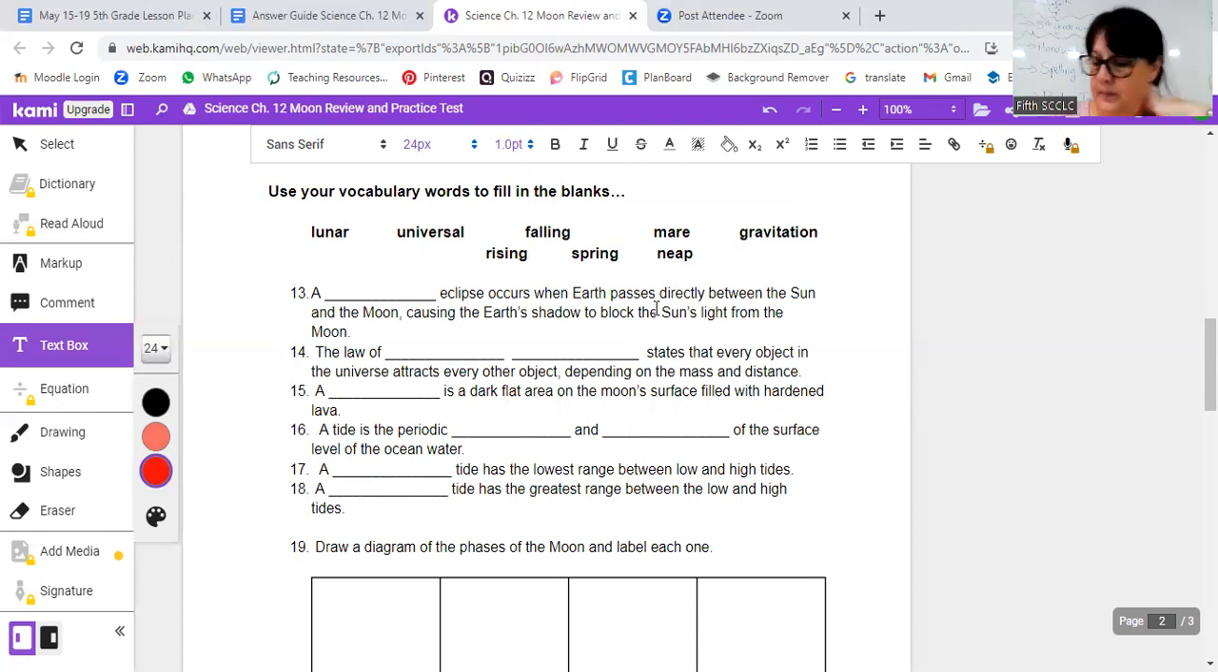Está aquí? You just had it up there for a long time. Okay.